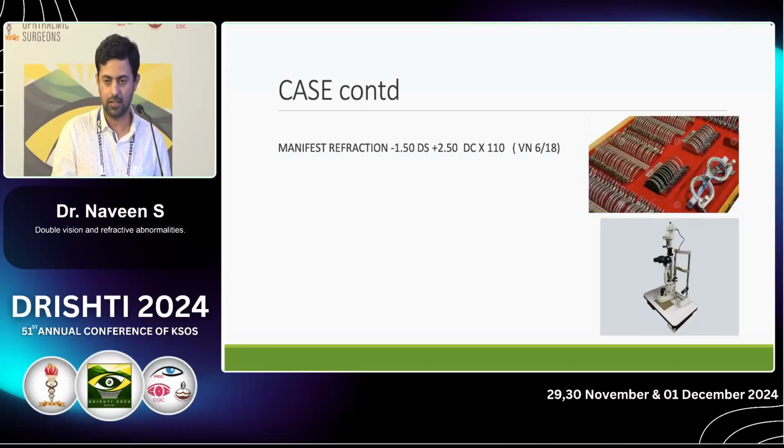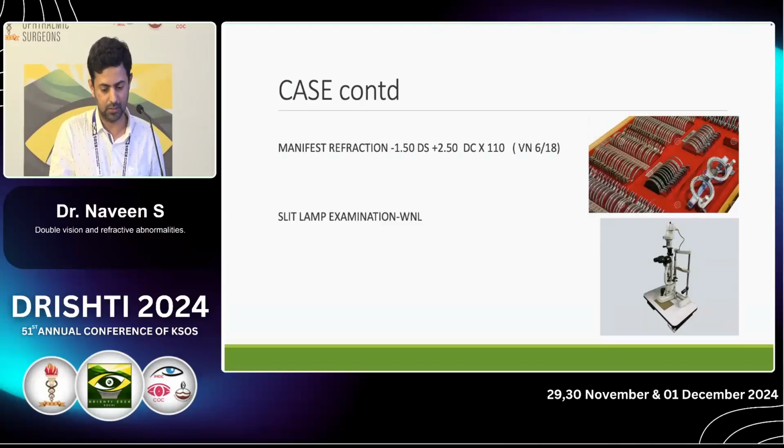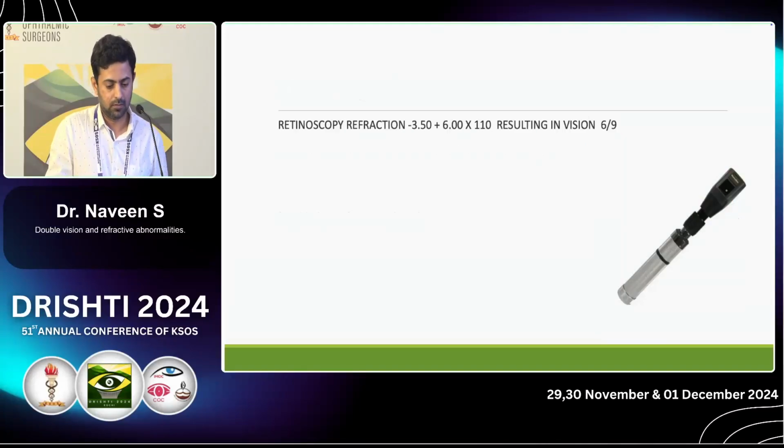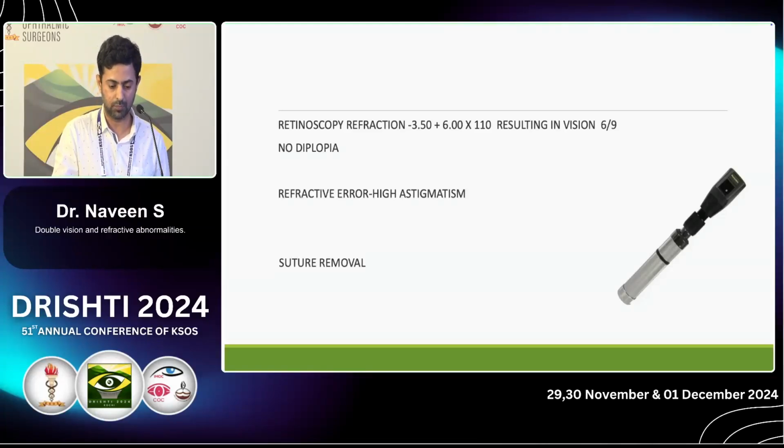Next, we have to do a slit lamp examination to look for any ocular media abnormalities, and the slit lamp examination is within normal limits. We have to do an objective refraction, retinoscopy, which showed higher astigmatism with minus 3.5 diopter sphere with 6 diopter cylinder, and the patient's vision improved to 6/9 from 6/18, and the diplopia gets resolved. So, this is a case of high refractive error, high astigmatism, which caused the monocular diplopia. The tight suture may be causing the problem, and suture removal will reduce the diplopia.